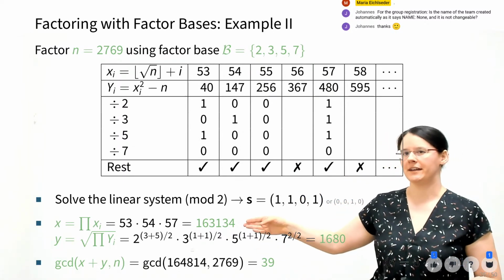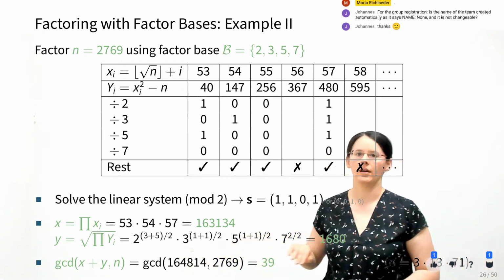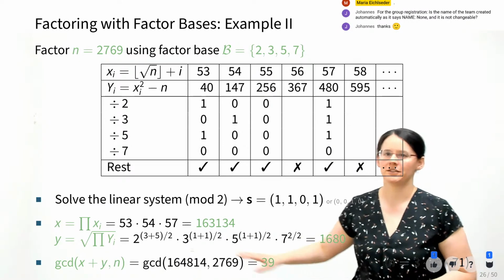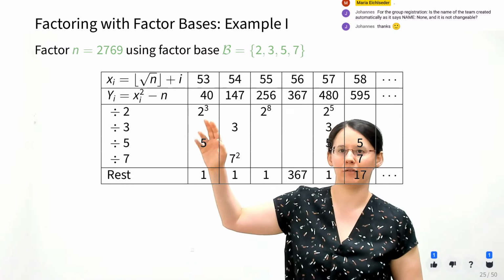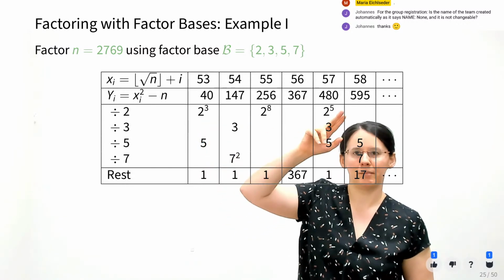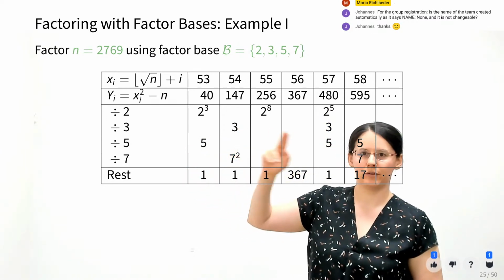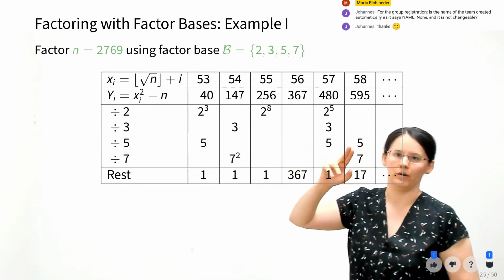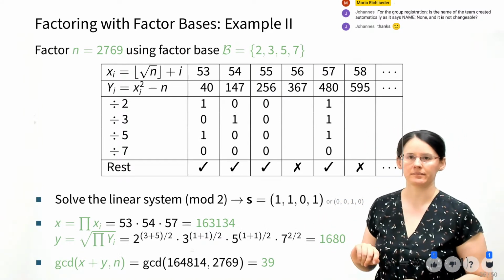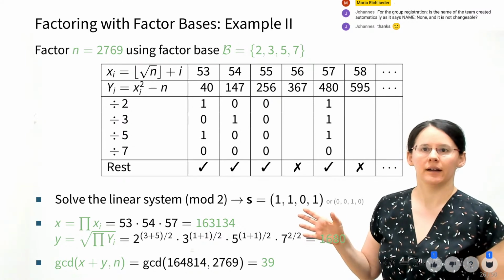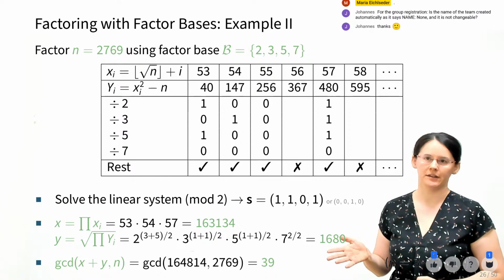So I now multiply up the x's, I get some large number. I also multiply up all the y's, which I do by just taking half of each exponent. So for example, I have 2 to the power of (3 plus 5) divided by 2, so 2 to the power of 4, and 3 to the power of 1, and 5 to the power of 1, if I'm not mistaken. Oh, and I missed the 7. And in total, I get some other number here.